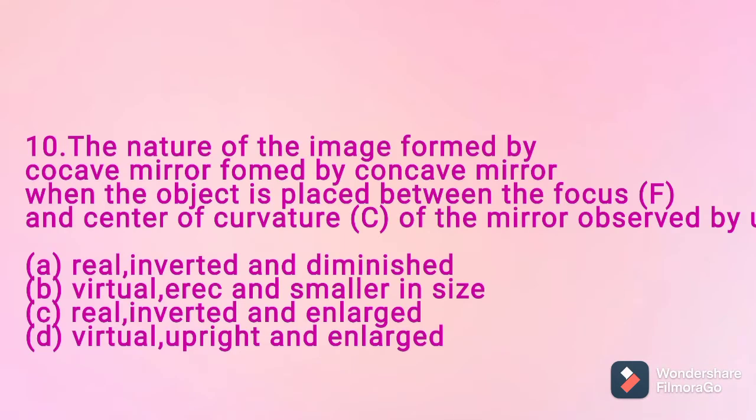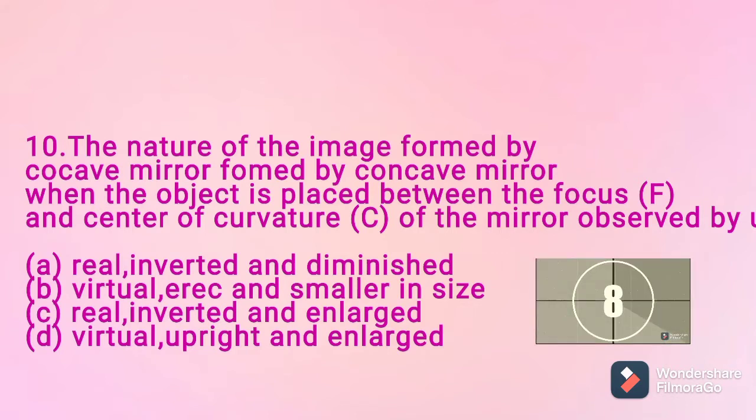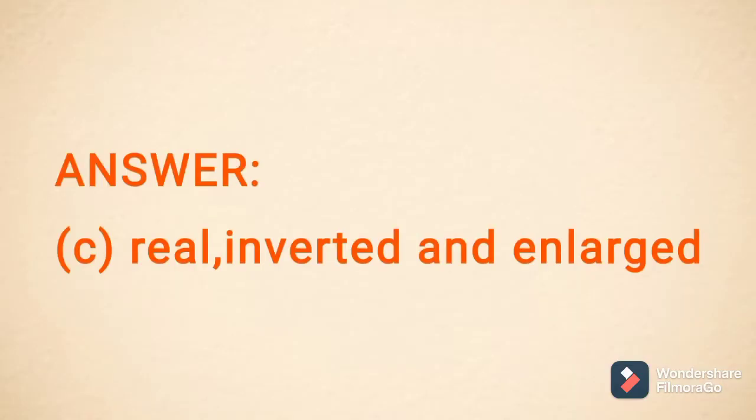Question number 10. The nature of the image formed by a concave mirror when the object is placed between the focus and center of curvature of the mirror, as observed by us, is: option A real, inverted and diminished, option B virtual, erect and smaller in size, option C real, inverted and enlarged, option D virtual, upright and enlarged. And the answer is option C, real, inverted and enlarged.